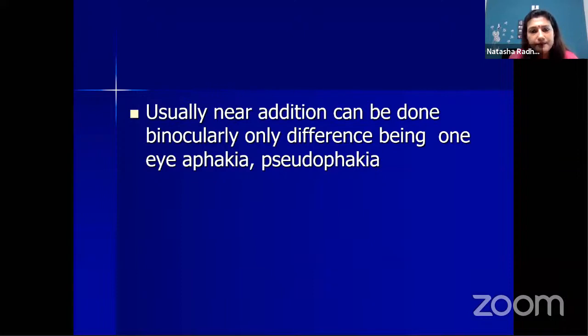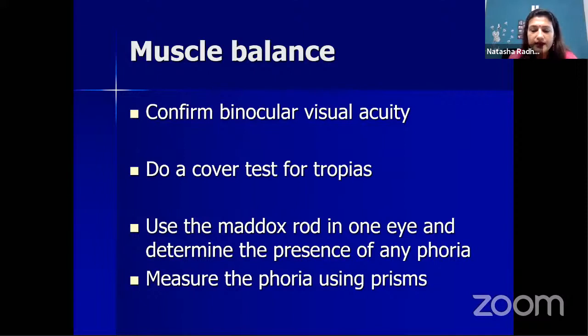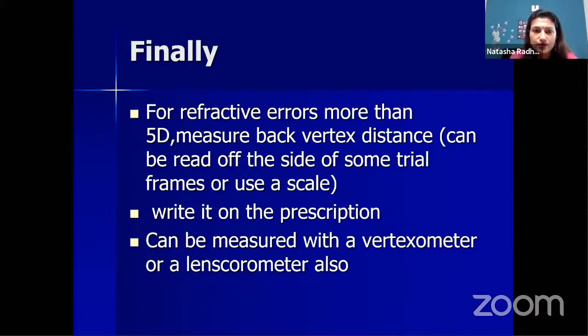Near addition can be done binocularly, the only difference being in one eye aphakia or pseudophakia. The last step before we stop is muscle balance. Once you have done your binocular visual acuity, you do a cover test for tropias and use a Maddox rod for any phoria. And if there is a phoria, you need to measure it in prism diopters using the Maddox rod.